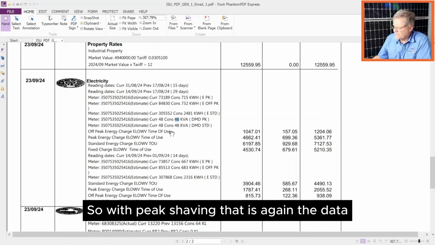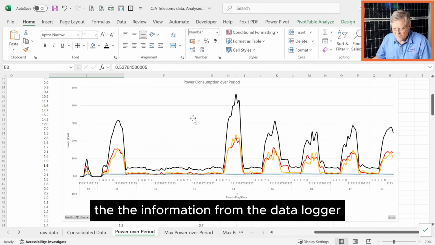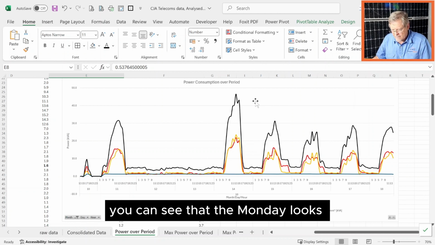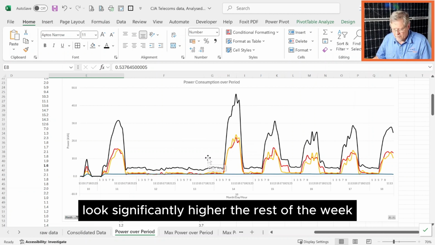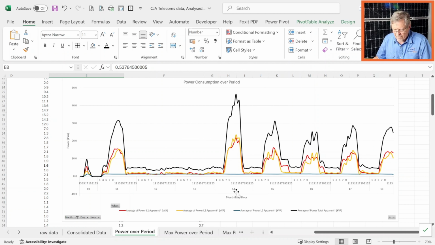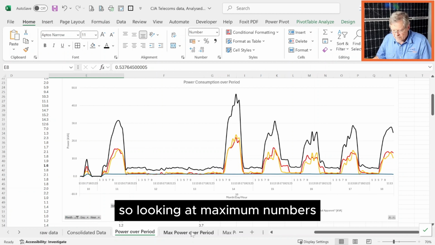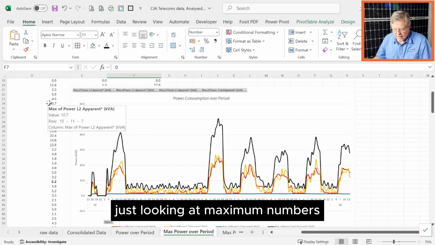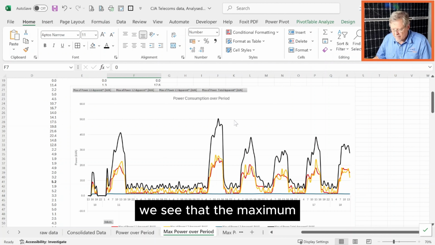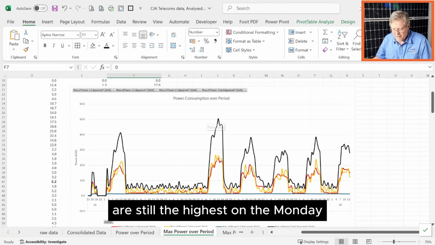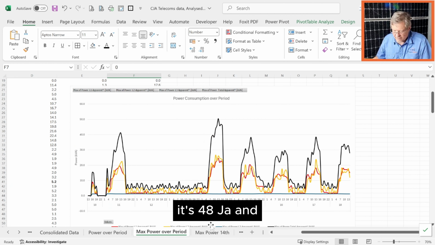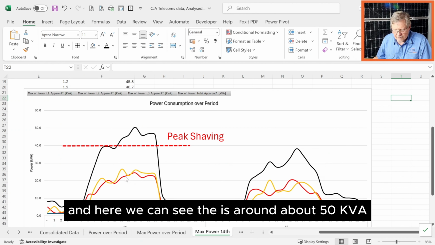So with peak shaving, this is again the information from the data logger. The different days of the week, we can see that the Monday looks significantly higher than the rest of the week. These are average numbers. So looking at maximum numbers, so this is a different pivot table, just looking at maximum numbers, we see that the maximums are still the highest on the Monday. At some 58, or we saw on the Tshwane bill, it was 48. And here we can see the peak is around about 50 kVA.